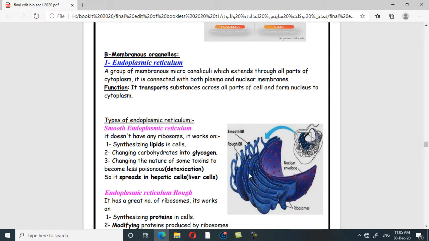So if we talk about the smooth endoplasmic reticulum, which doesn't contain ribosomes, it is found inside the liver cells or hepatic cells to perform these three functions: to form lipids, to store glycogen, and to transform toxic substances into less toxic ones. Also, glycogen is found inside the muscle, so the muscles also contain smooth ER.